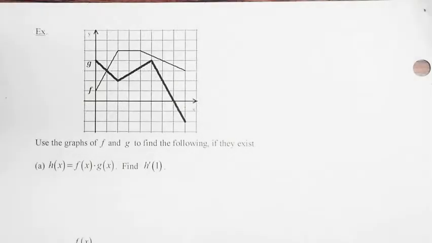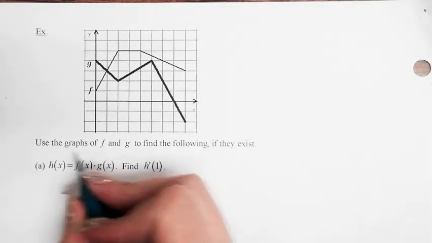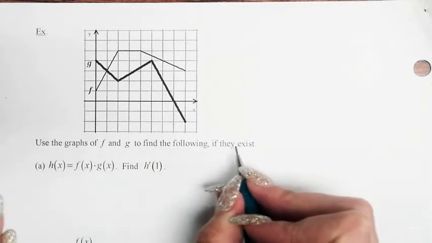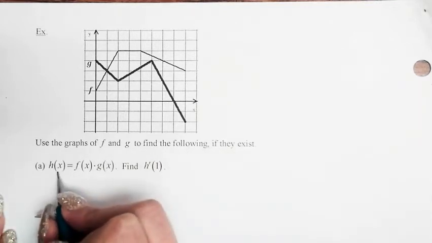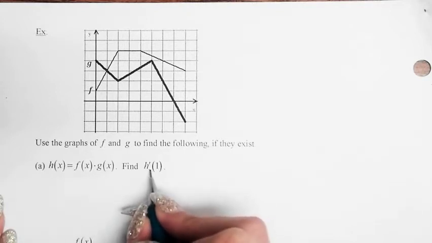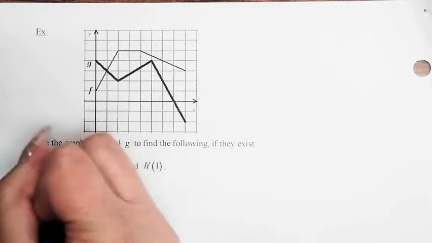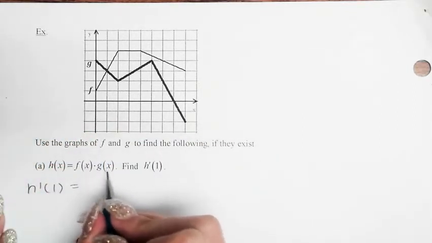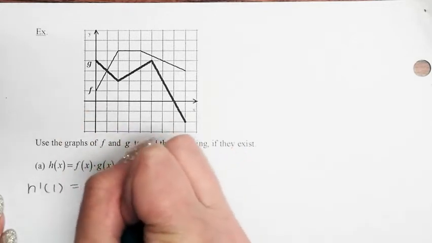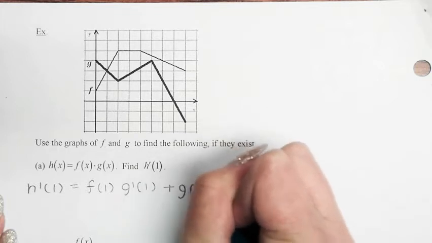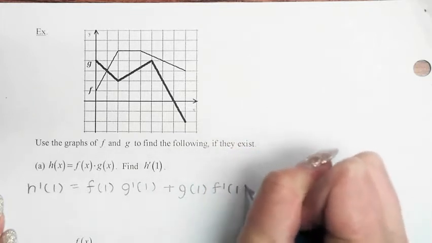For this problem, we need to use the graphs of g and f to find the following if they exist. The first part of the problem tells you that h of x is equal to f of x times g of x, and they want you to find h prime of 1. H prime of 1, you can find via the product rule because this is a product. Therefore, you have f of 1 times g prime of 1 plus g of 1 times f prime of 1.